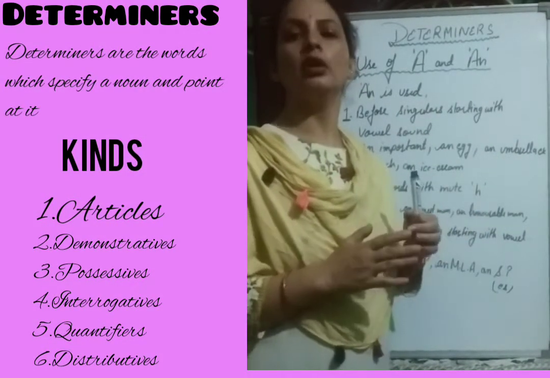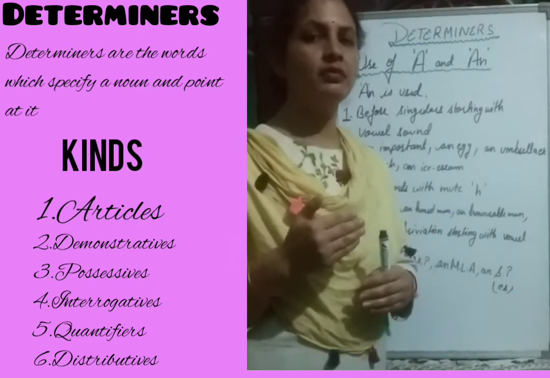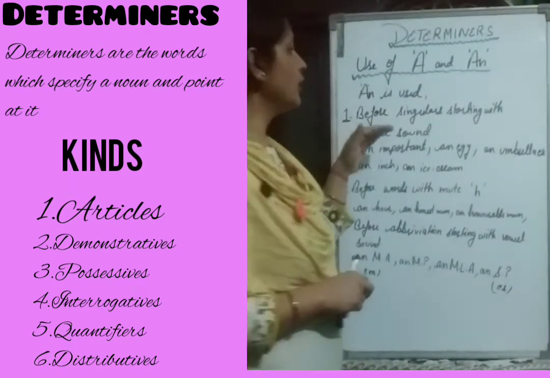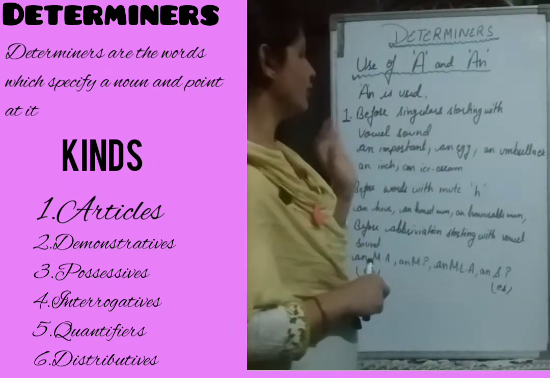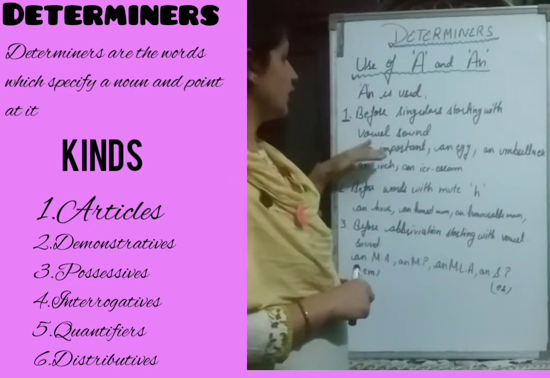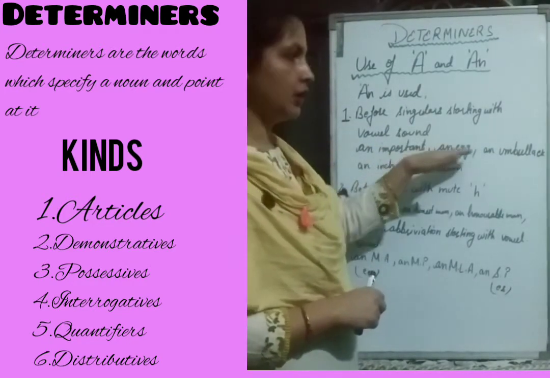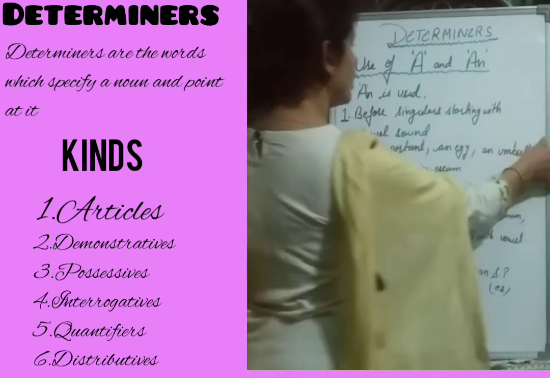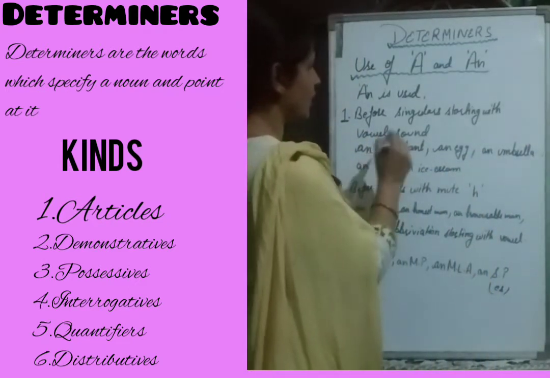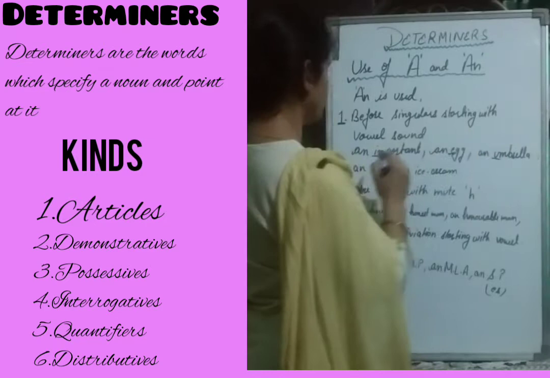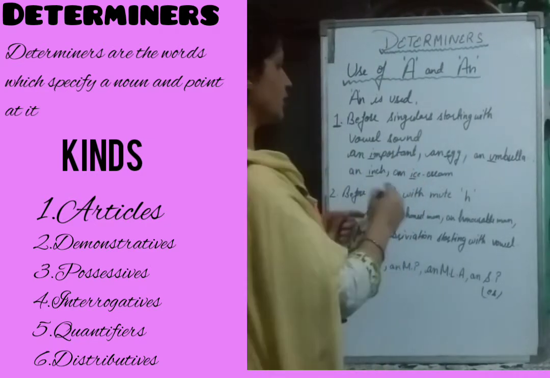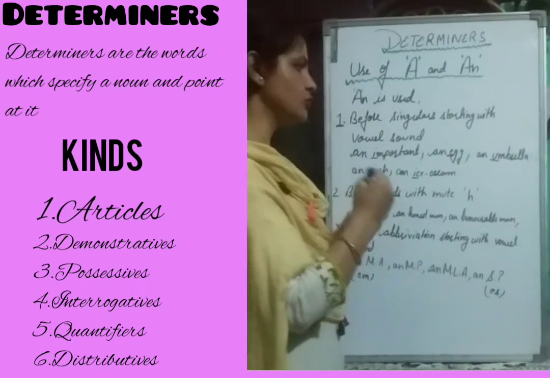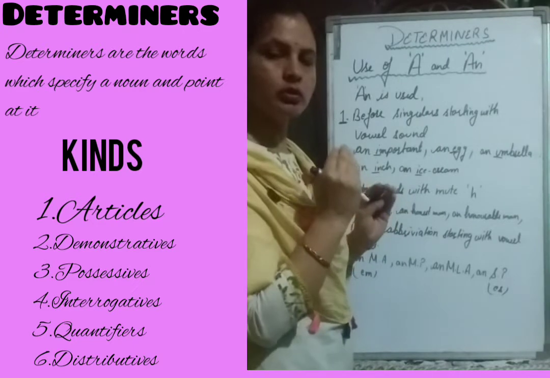Yes, children, now here we are going to study where we use an article. An is used before singulars starting with a vowel sound, like an important, an egg, an umbrella, an inch, an ice cream. Here, children, all these words carry a vowel letter, and that's why we use an before such nouns.